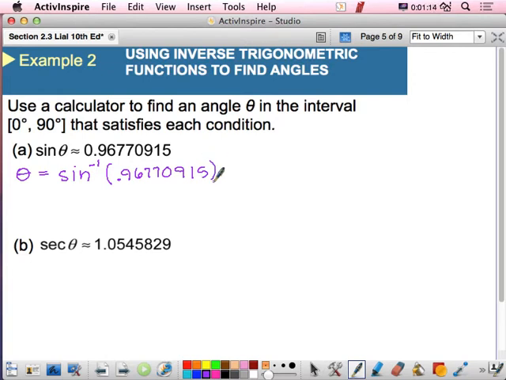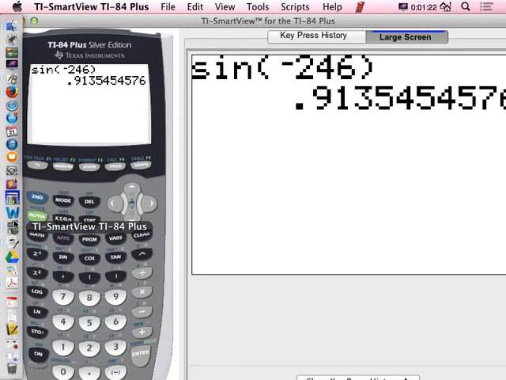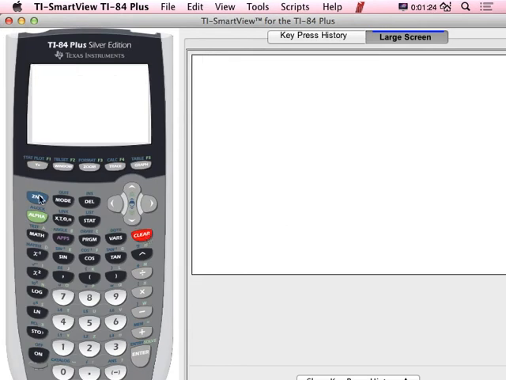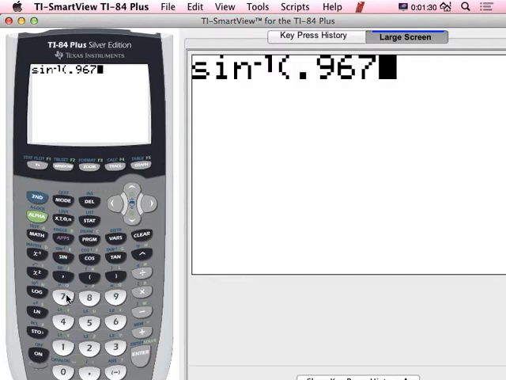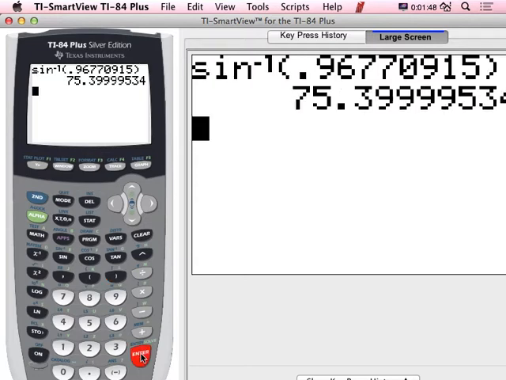So you'll go to your calculator and type that in. Second sine, 0.96770915. So we're asking for an angle. Okay? So that's how we type it in. You'll use the second sine, second cosine, or second tangent button, and those are the first buttons you'll push to find an angle. You'll hit enter, and it should give you a degree measure between 0 and 90 degrees.